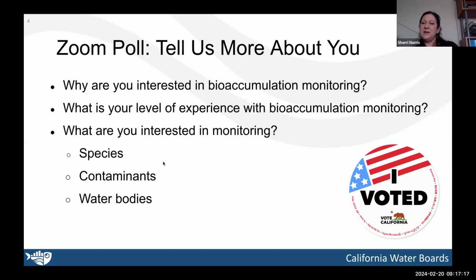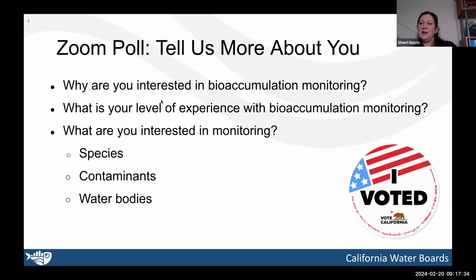Level of experience, it looks like 50% are brand new. 38% are some experience, pretty new, and 13% is several years. And then again, what species are you interested in? That's the other one that doesn't show. So that might be interesting.